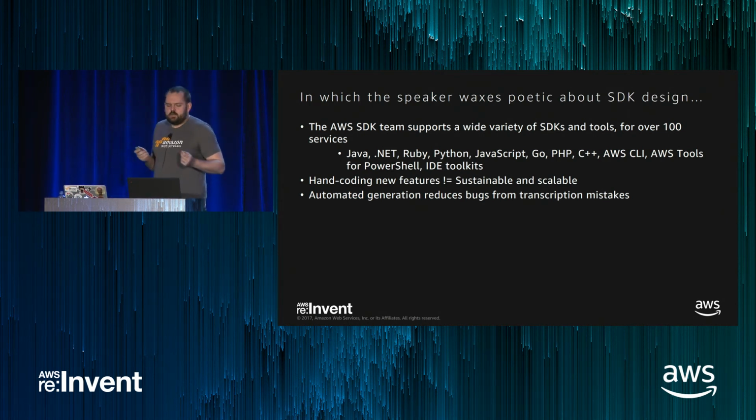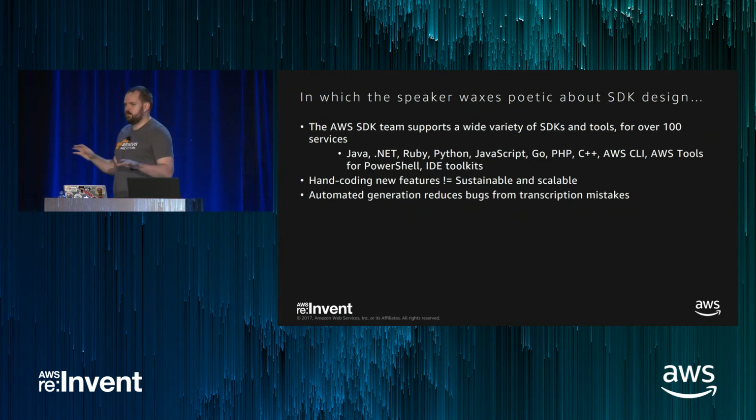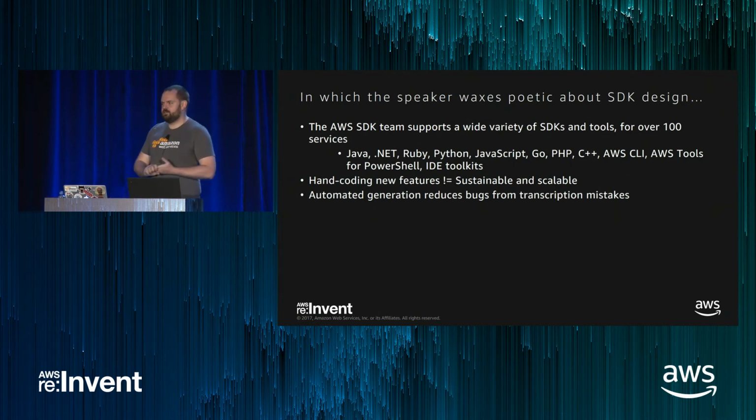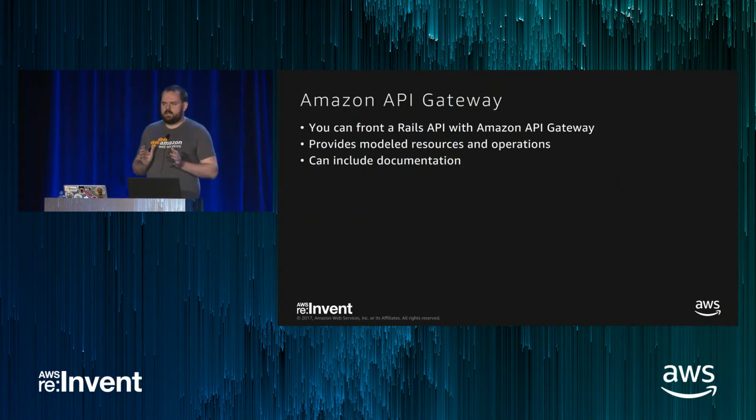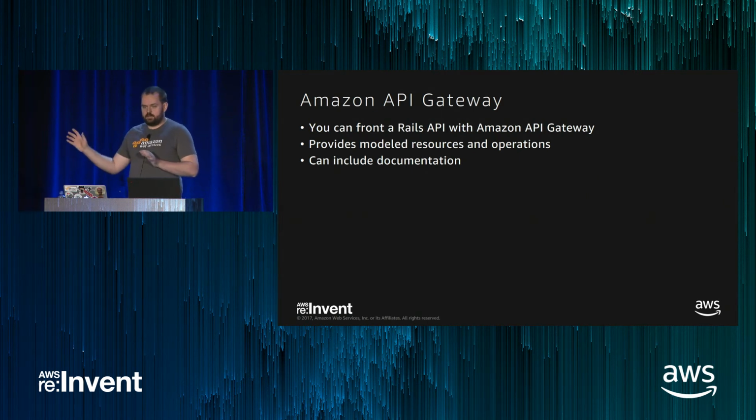But if you're using automated generation, not only are you going to have fewer bugs, because once you test your generation, you know that you're going to be building your services correctly. You're not going to have transcription mistakes where, oops, I typed that parameter wrong, everyone's broken now. And you can actually scale. So if you're supporting over 100 services and you're getting feature launches every day, and your SDK generation is automated, that's going to be way easier to deal with. So that's what we've done in the Ruby SDK and the other SDKs. And now what we can do is bring that to you. So through Amazon API Gateway, not only can you front your Rails API or any other application that you want, you actually can generate Ruby SDKs now automatically from the definition of your API.